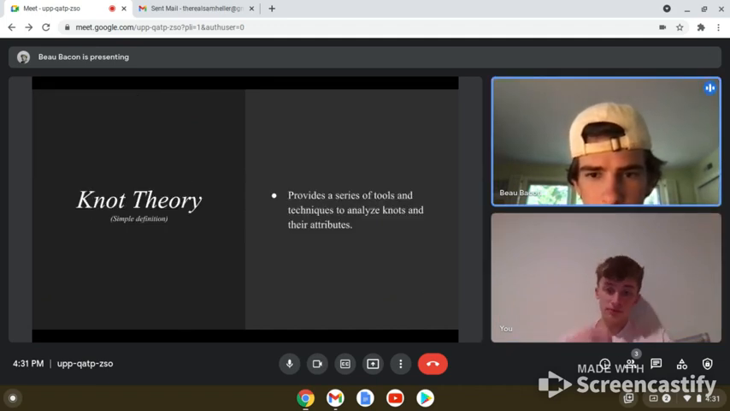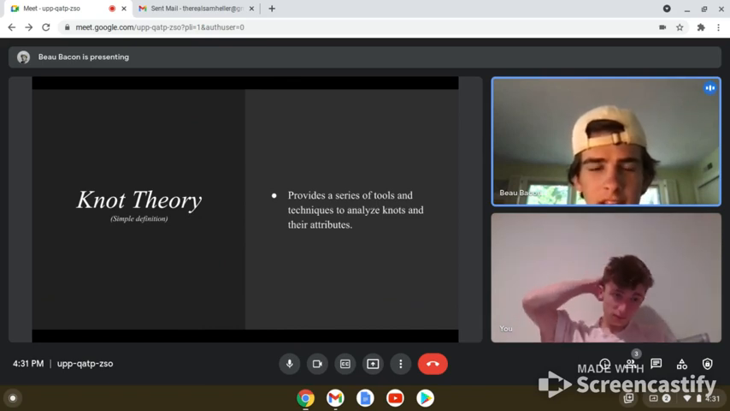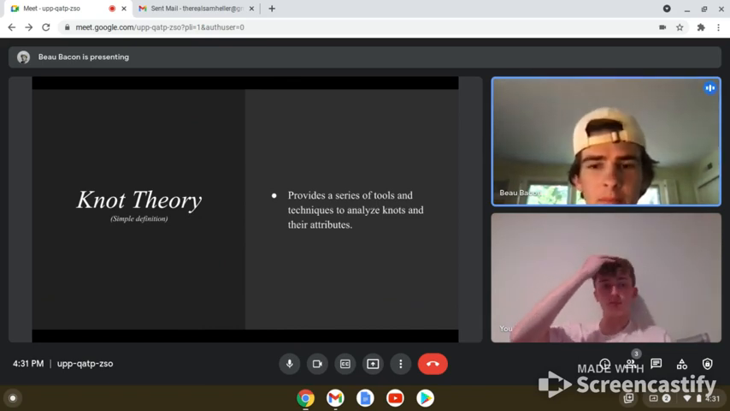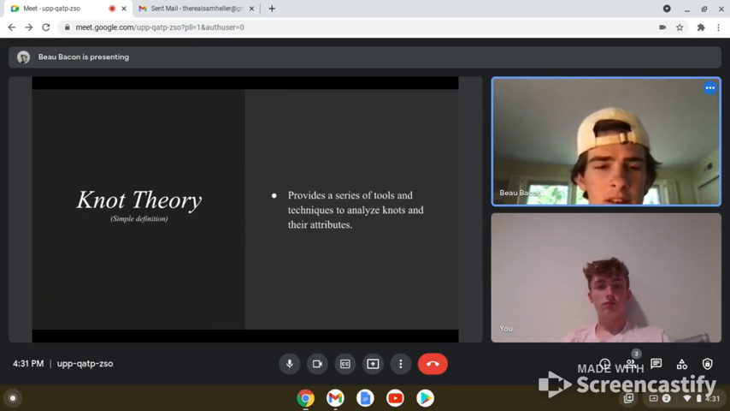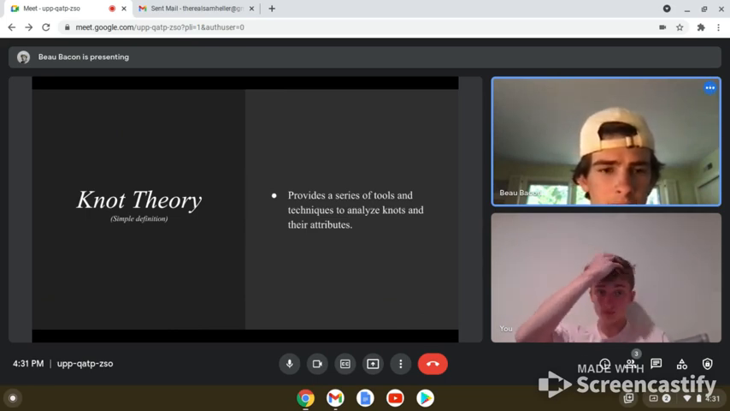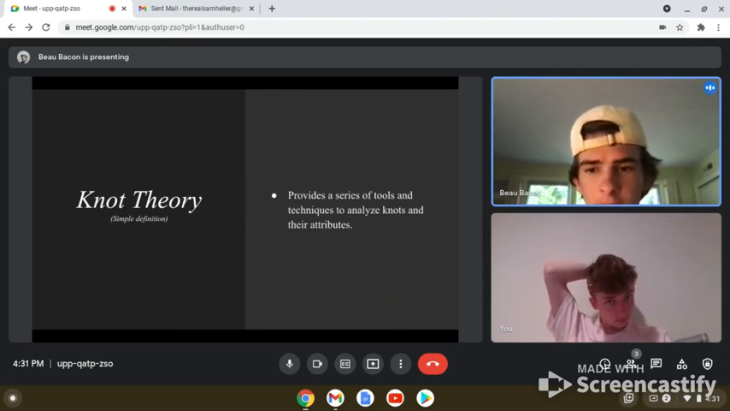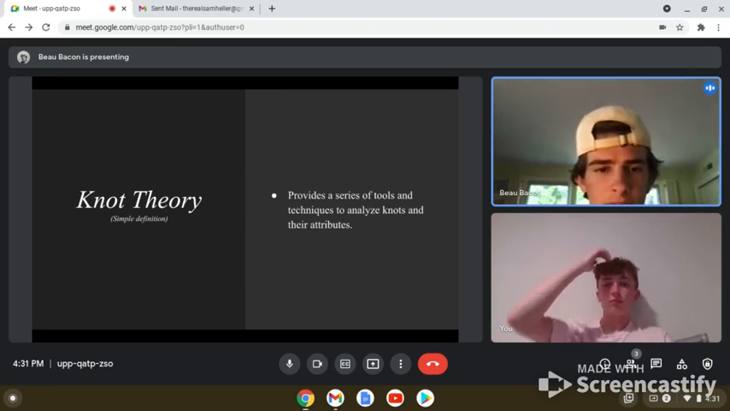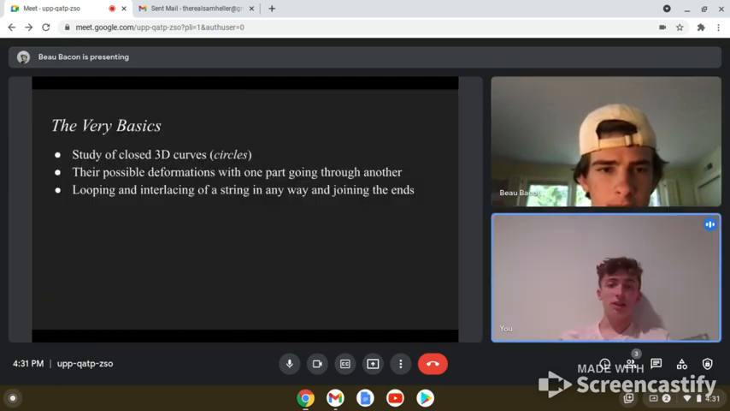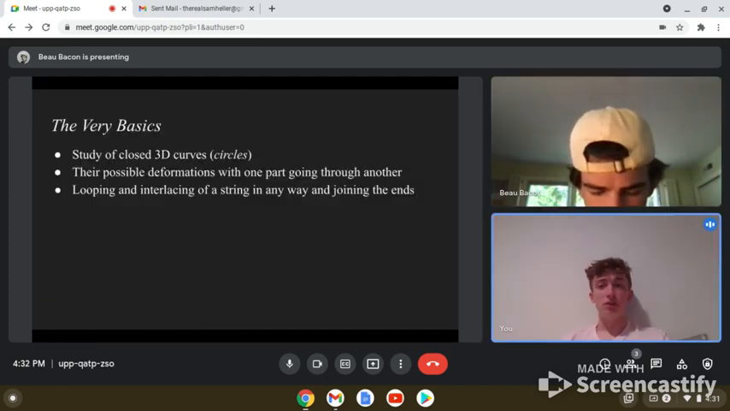Okay, so with a very simple definition, knot theory is a field of math that provides a series of tools and techniques to analyze knots, which we'll get into what even are knots in a little bit, but we can analyze them and their attributes with knot theory. Yeah, in reality, that's just a simple definition. We're going to try and get more specific as we go along.